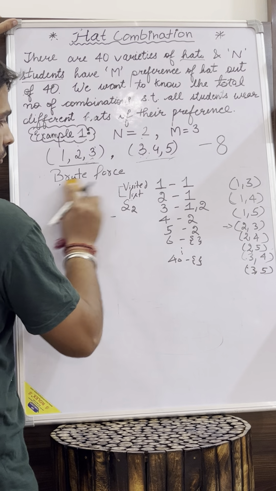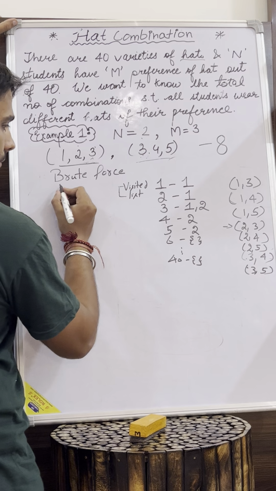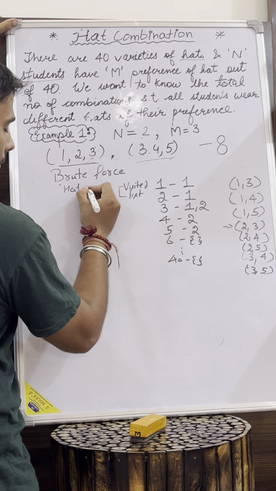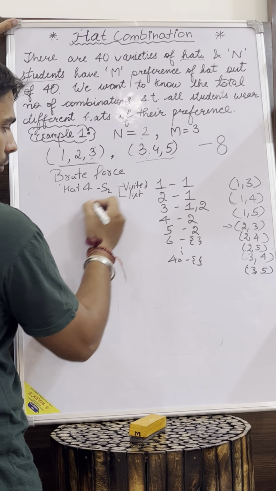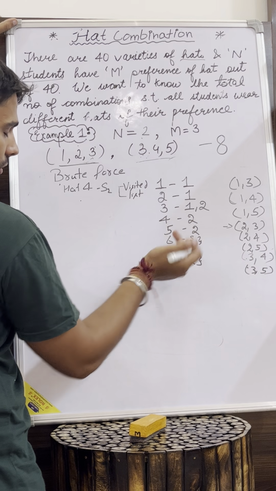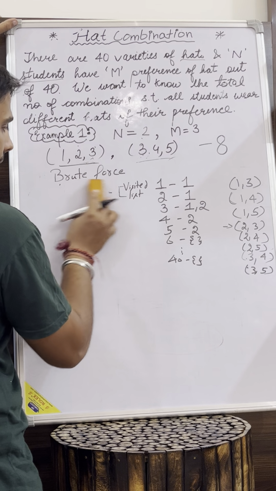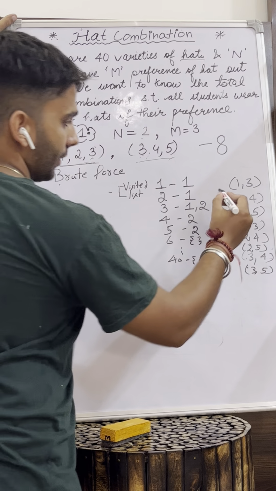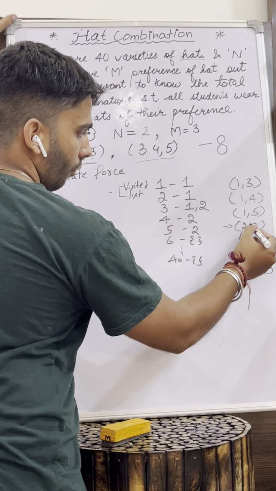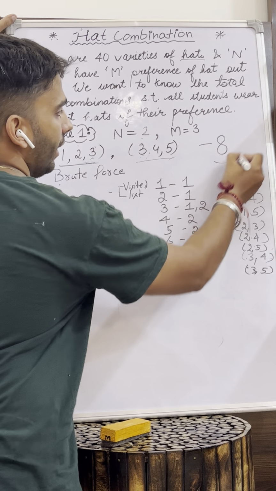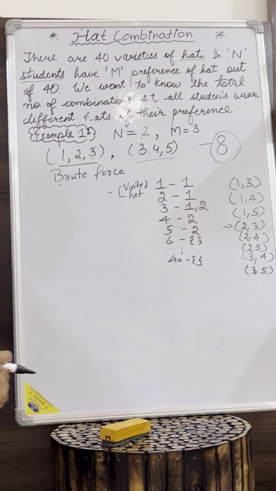Similarly with hat 4, we have S2, so we can't do it. Similarly with hat 5, we can't do anything. So there is no other answer. How many answers are there? 1, 2, 3, 4, 5, 6, 7, 8. That's why the answer is 8 here.